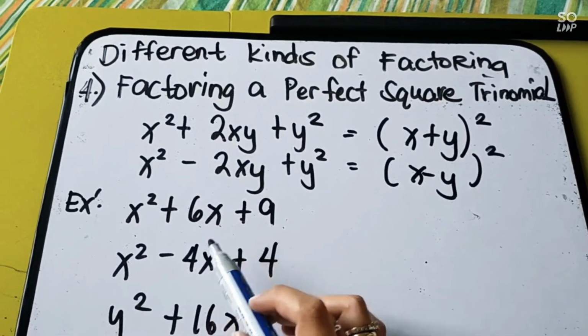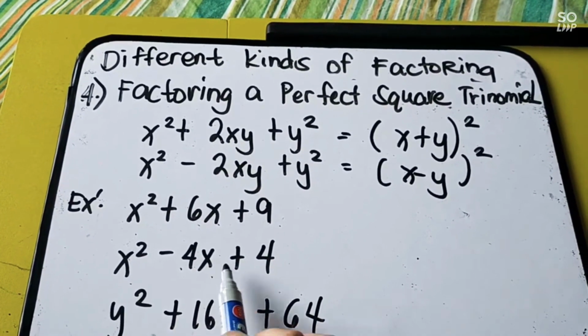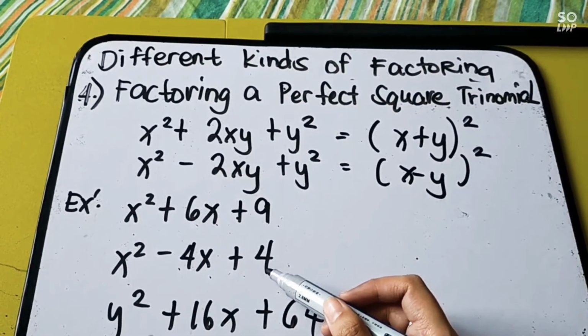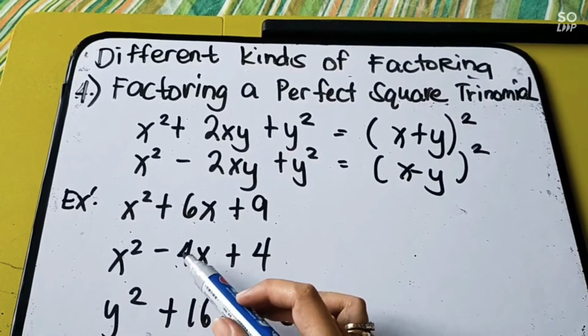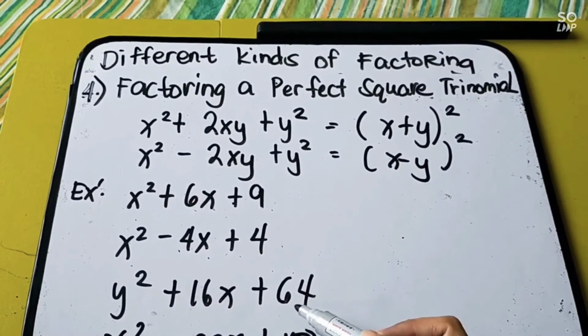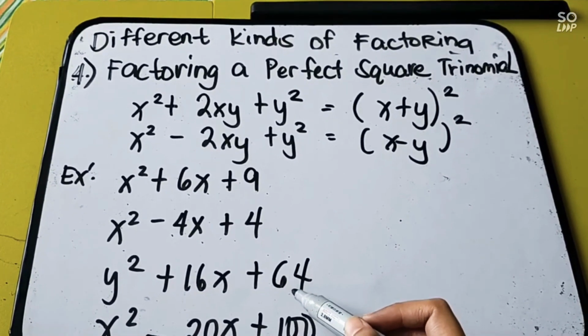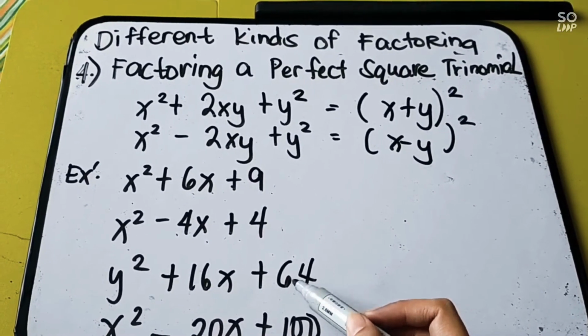Tama? So, this one. x squared minus 4x plus 2. When you find the square root of 4, the answer is 2. When you multiply 2 to 2, the answer is 4. Tama ulit. So, we have here 64. Square root ni 64, we have 8. 8 times 2, the answer is 16.